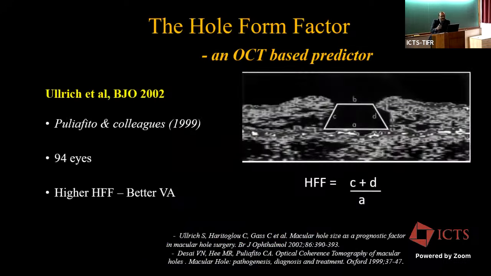So there are many indices to look at, the outcomes. This one, one of the first to come in, is the hole form factor, HFF, which is basically the sum of the two sides of a trapezium, which is drawn in that macular hole on the OCT, divided by the base length, C plus D. And the higher the hole form factor, the better the visual acuity outcome.